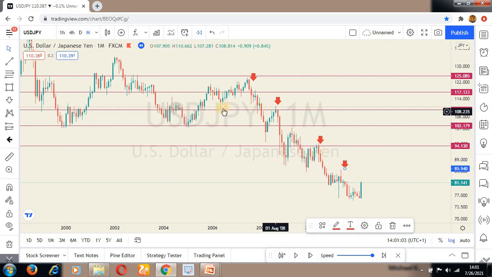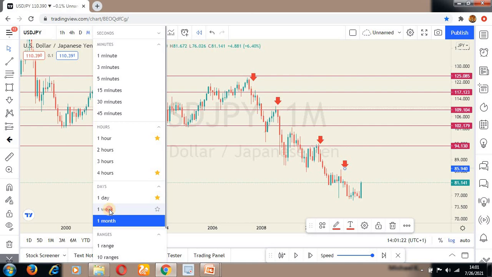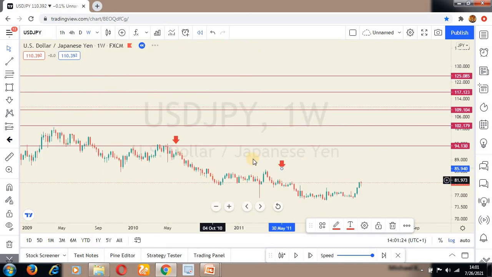Now you may not see these as swings, but this is the monthly time frame. If you go to the weekly time frame, you will find out that these are actually major swings. This may look like just a candle to you, but this is a swing. Let's go to the weekly time frame so that you see what I'm talking about.